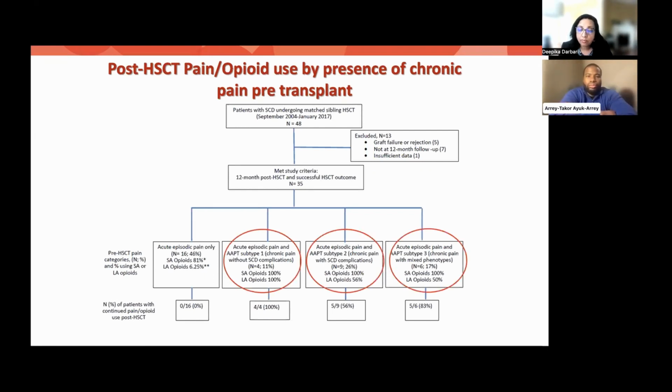So what we saw, the definition I gave you of chronic pain earlier, there's a scientific way of defining chronic pain, but we are not going to go into that. But as you can see here, the red circles show individuals who had chronic pain. They were at higher risk to continue to experience pain after successful transplant, and also opioid use. And the patients in the box on the left that is not highlighted, patients who had just acute pain, were totally cured and had no pain.